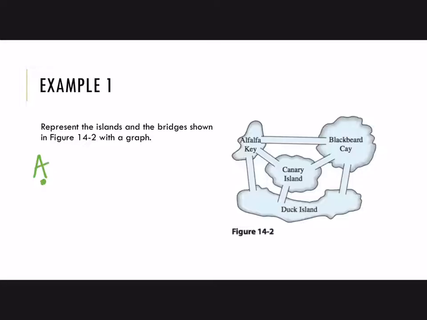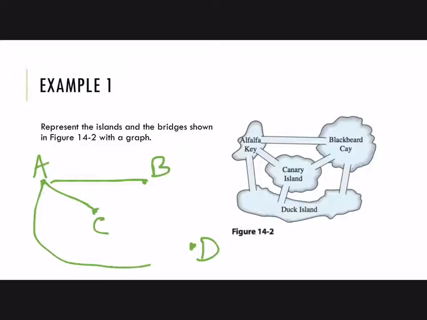So we'll call Alfalfa Key A, and then we've got Blackbeard Key, Canary Island and Duck Island. And I'm going to put this one over here. You don't even have to be accurate about where the vertices are, as long as you get the right connections. Alfalfa Key is connected to all three other islands, so I'm going to show that by using edges to connect those vertices. And notice again the connection between A and D doesn't really look like the one on our map, but that's okay. Canary Island is connected to all three.